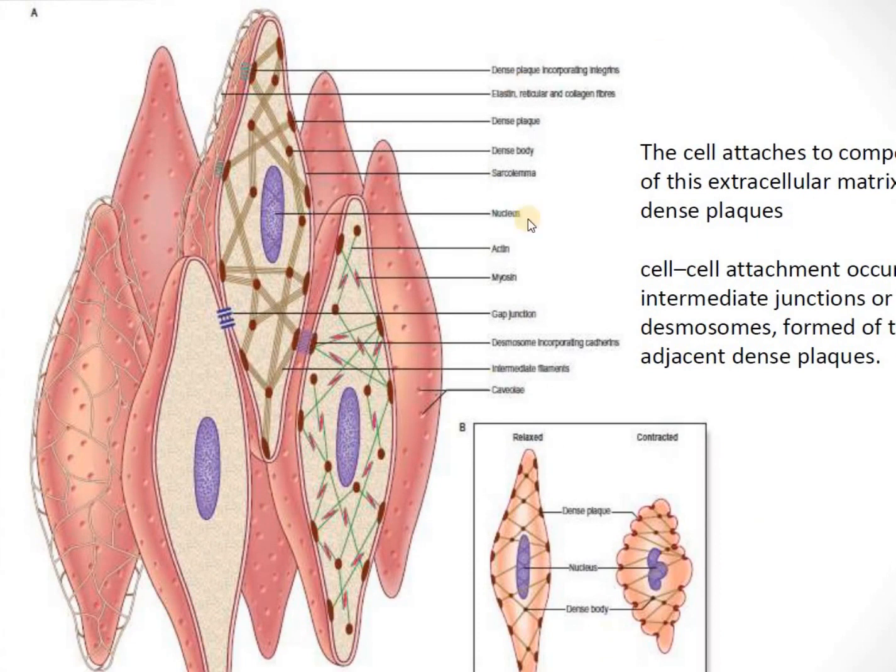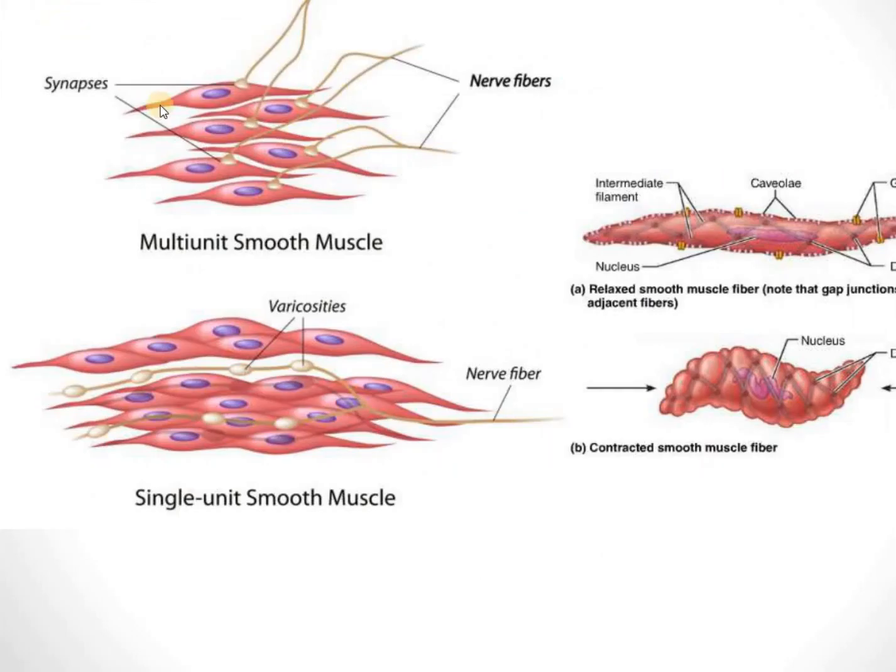So it will look like this, contracted and non-contracted fibers. Each cell attaches by intermediate junctions or desmosomes formed by adjacent dense plaques. This is a non-contracted one, this is a contracted one. This is a dense body and a non-dense body, relaxed and contracted phase. Normally the cell attaches to the extracellular matrix by dense plaques. So we can see multi-unit and single-unit smooth muscle. This is how it is contracted and relaxed, and where the nuclei of this muscle are located. They produce a wave-like motion, since the muscle also looks like a wave.